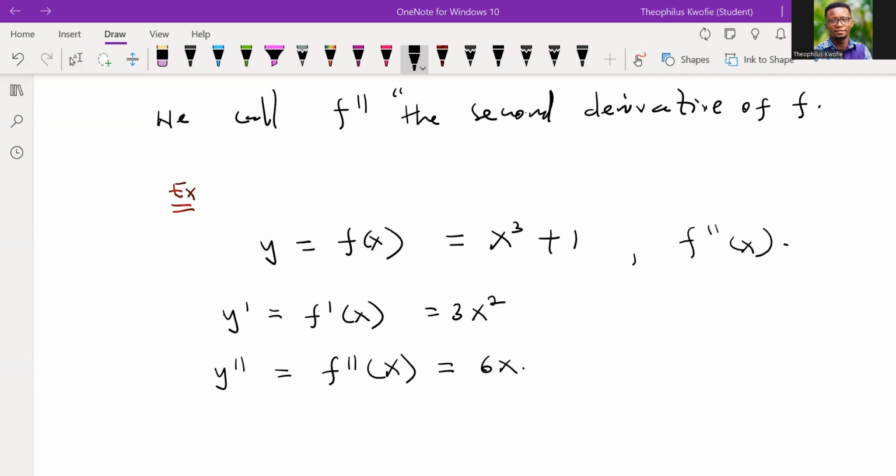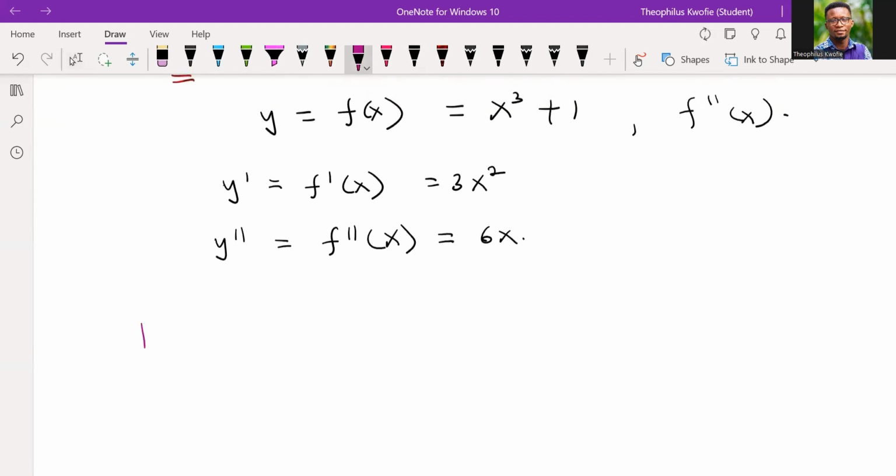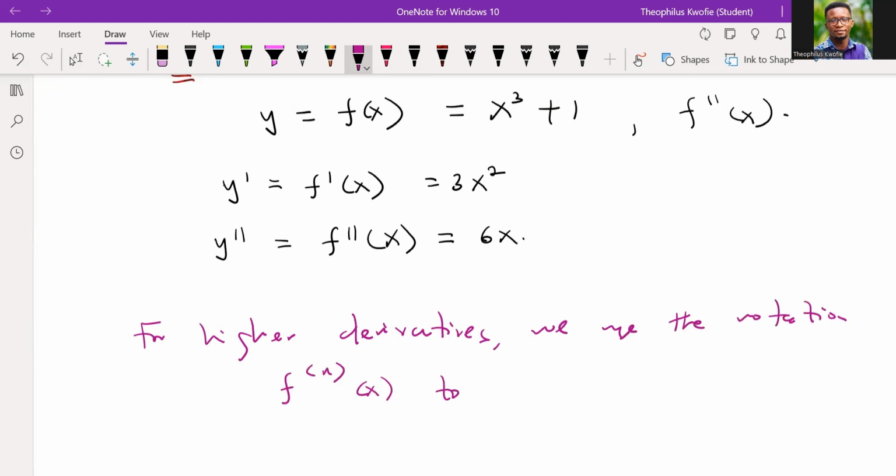Now, I want us to make this claim. We claim that for higher derivatives, I will write that for higher derivatives, we use the notation f to the power n, not as in power, just like the way we can say, let's say, 2 to the power 2.